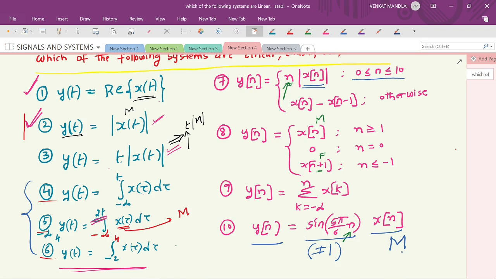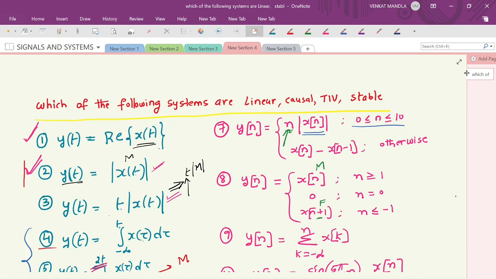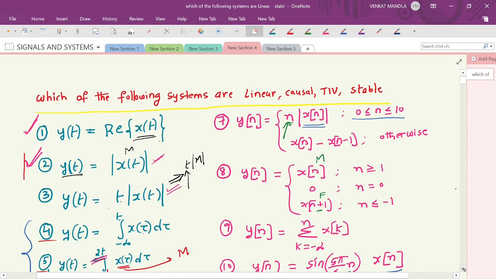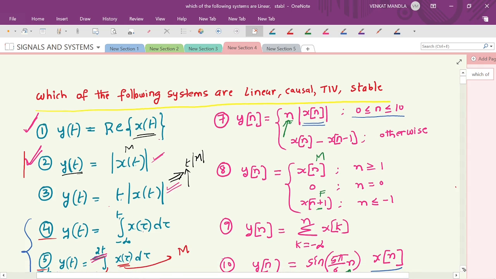So the stability condition is explained. And now causality, static and dynamic systems. For all these, the conditions are very simple. You have to check the future inputs, whether there are future inputs. If at all you find any future input, then the system is non-causal.